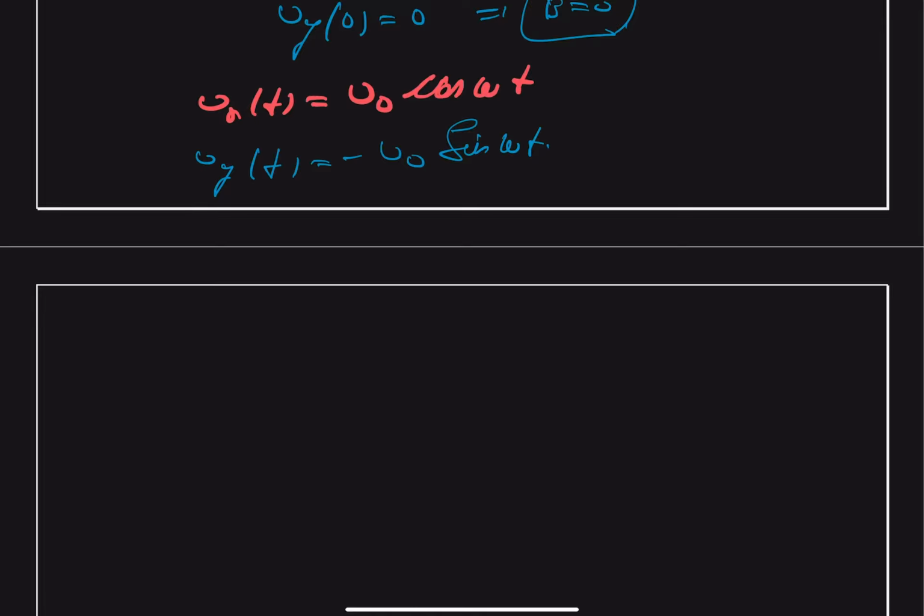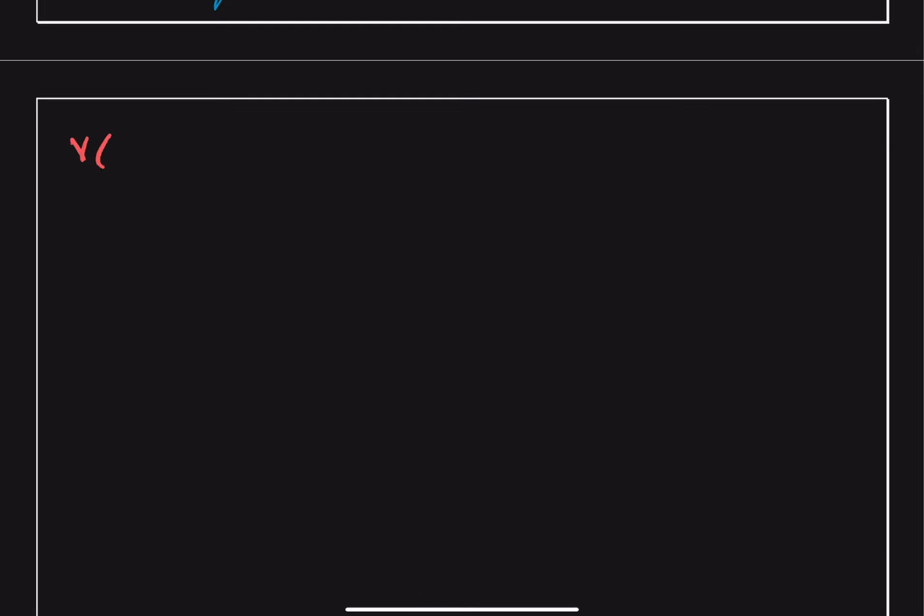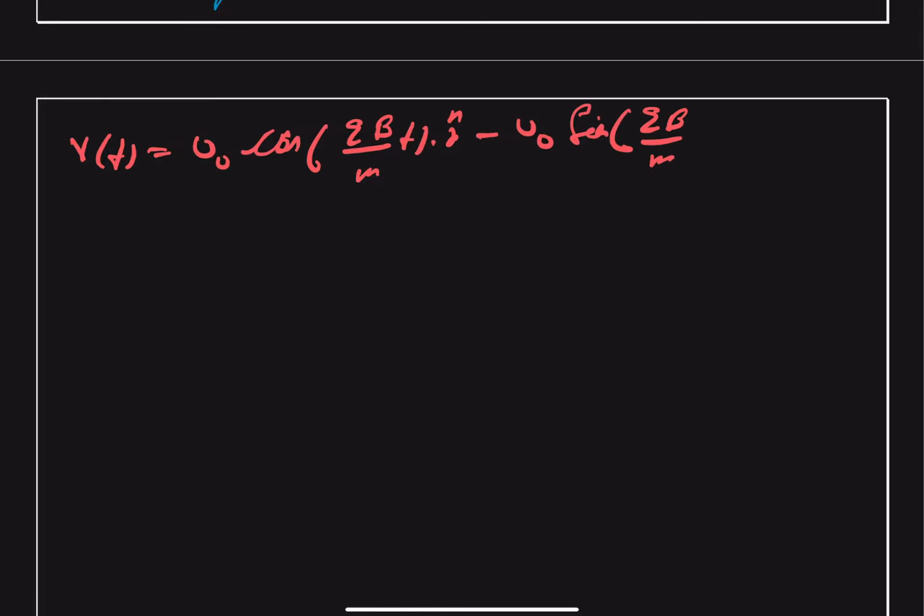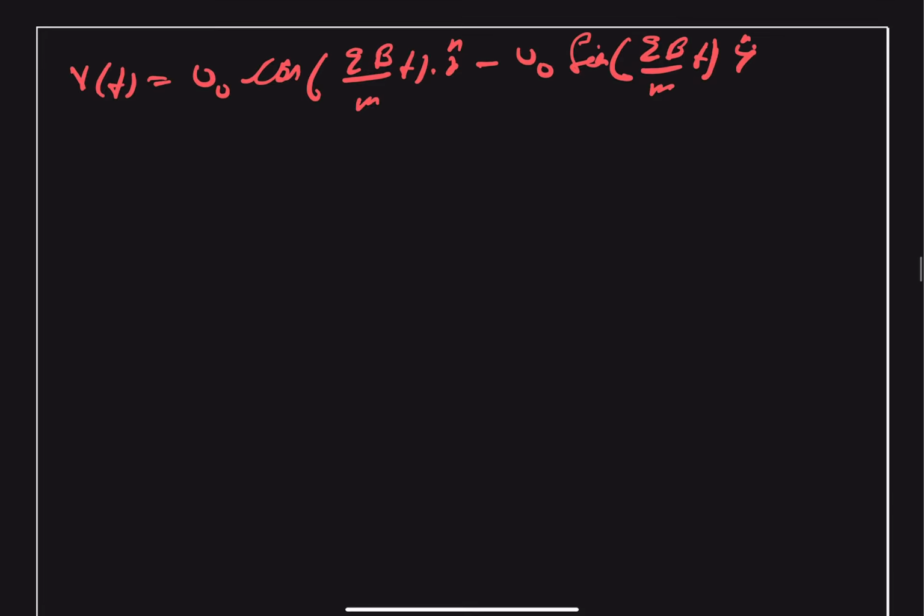So now we got all the values, and we can just write the velocity equation. v of t is equal to v naught cos of qBt/m in the x unit vector, minus v naught sine of qBt/m multiplied by the y unit vector, plus qE/m multiplied by t, and here we have our z unit vector.